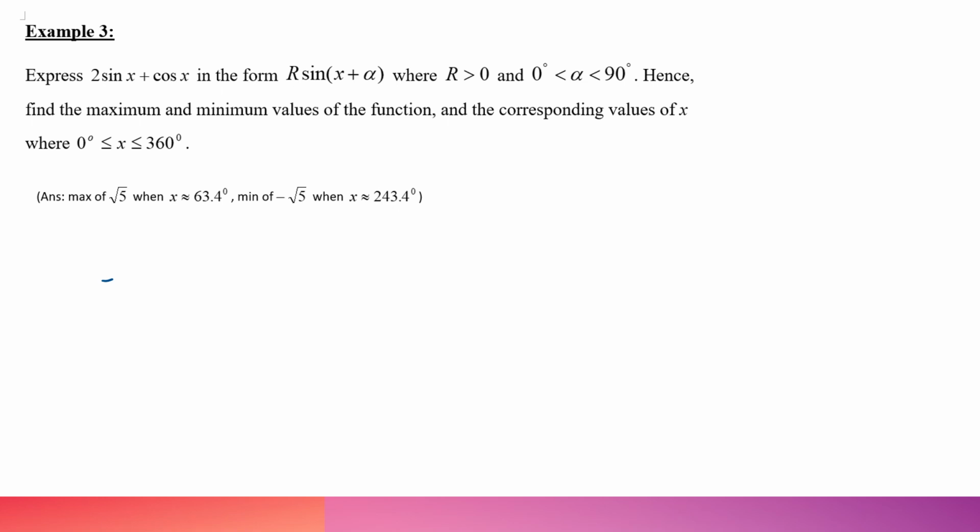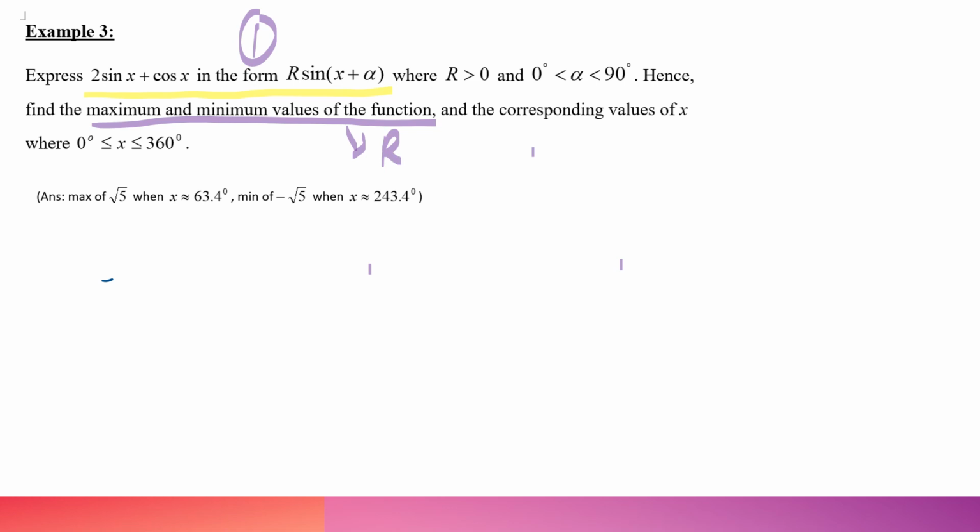Right, let's look at this question. This one is highly challenging because there are actually 3 separate operations that you need to do. The first part is you need to express it in the form r sine bracket x plus alpha. That will be your first mission. Then the second mission is to find the maximum and minimum values of the function.